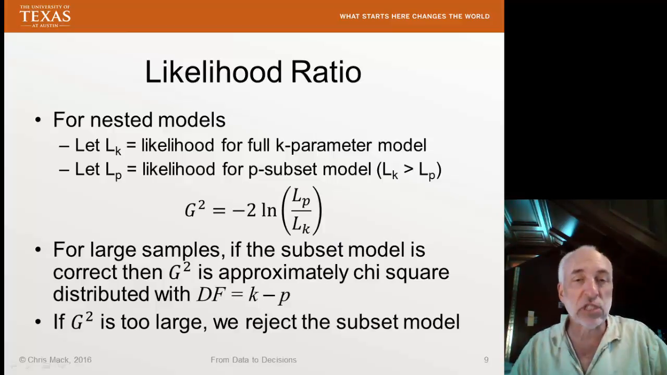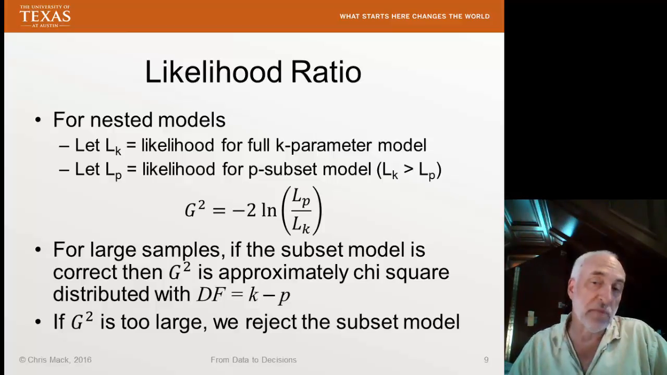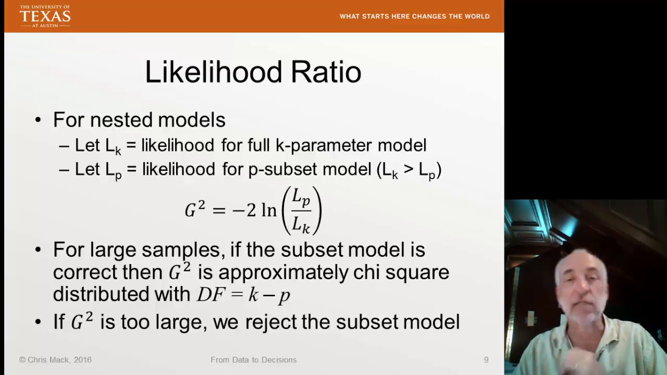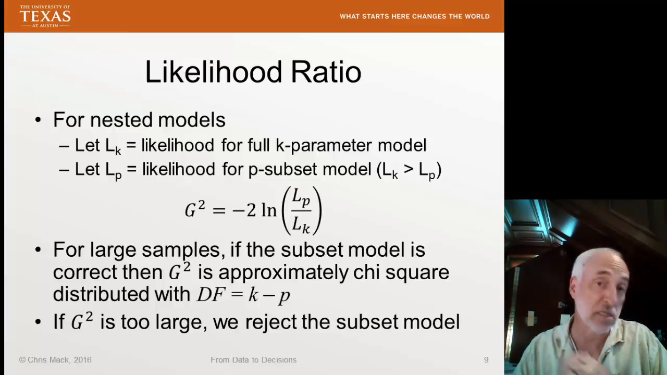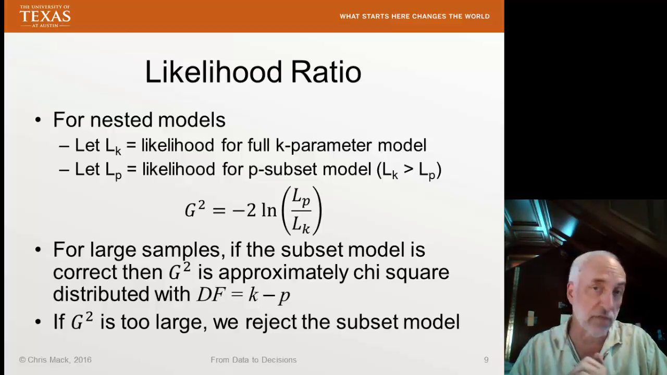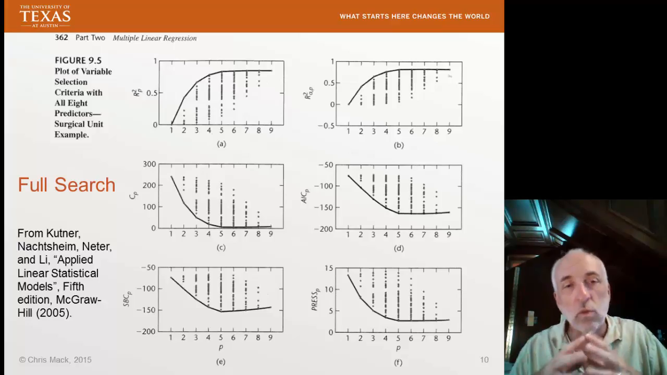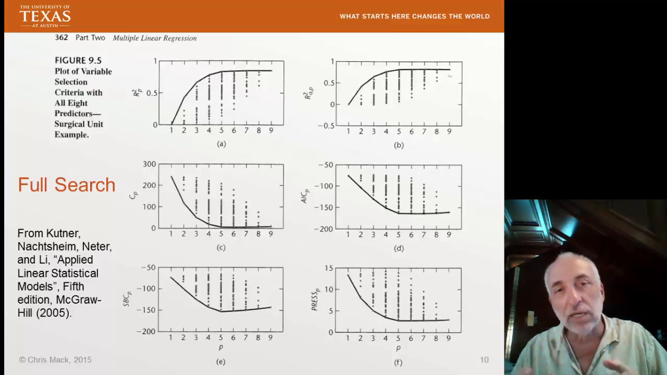Therefore, we can test G squared against a chi-squared distribution, and if G squared is too large, we can reject the subset model as having equation error. It's missing terms that need to be there. But if we can't reject it, well, then we might as well use the simpler subset model rather than the full model.